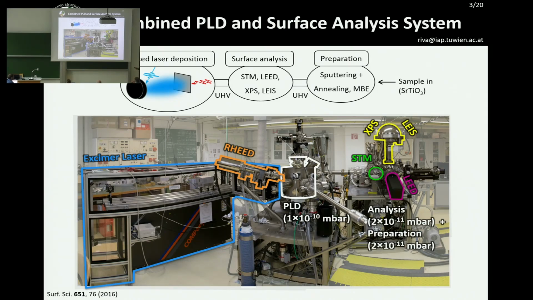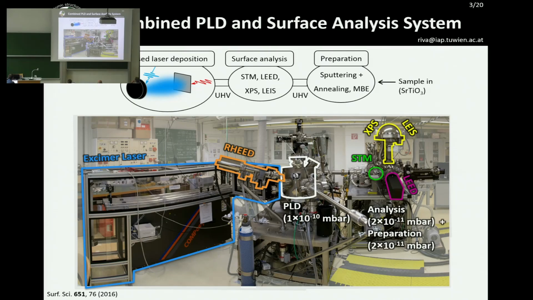We grow by pulse laser deposition. I will come back to it in a second. And this growth chamber is connected in ultra-high vacuum to our surface science lab, where we have scanning tunneling microscopy, low energy electron diffraction for structure and morphology, and X-ray and ion spectroscopy for chemical characterization, and a preparation chamber where we can clean our surfaces.